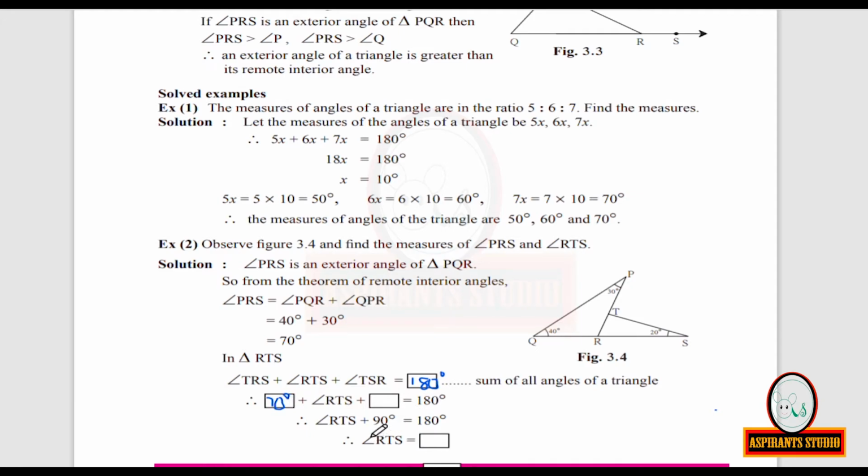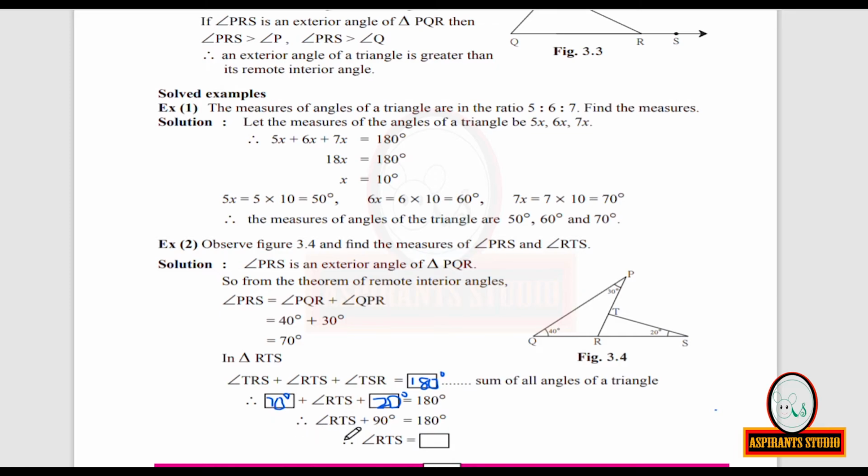Now, RTS, we have to find out the measure of RTS. Now, coming to measure of angle TSR. Look at the figure. Measure of angle TSR is 20 degrees. So, you have to write 20 degrees here. Now add 70 degrees and 20 degrees, you get 90 degrees.